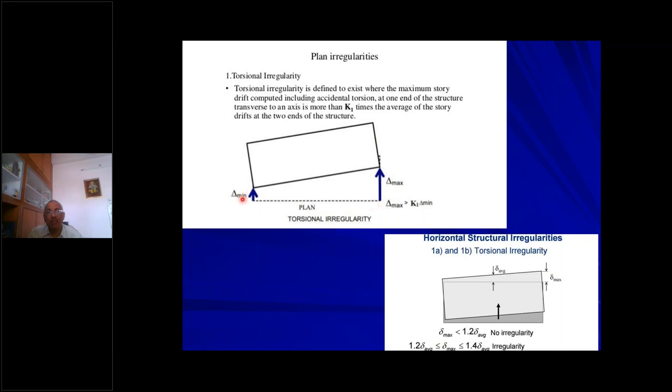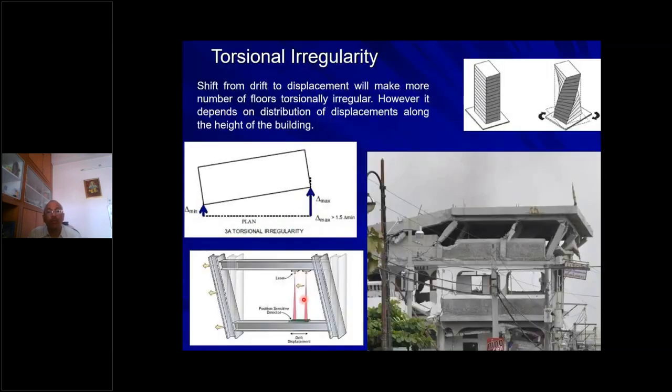Whenever this delta max is 1.5 times the delta minimum, this particular floor needs to be considered as a torsionally irregular floor. Earlier it was 1.2 times actually. So now this is 1.2 times with respect to drift actually, but not with respect to delta max.